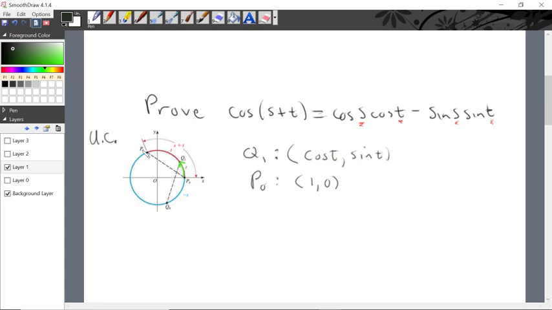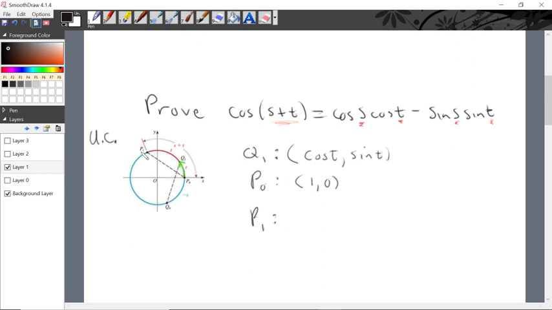Why did we do that? Because we are trying to determine something about the cosine of s plus t. So we need to establish what s plus t is as an arc length. Well, this is s plus t as an arc length right here. And so therefore the coordinates of P1, which here is shown to be in quadrant 2, though it doesn't have to be quadrant 2, this is just an example, it could be in any quadrant, but it is found from the sum of the distances s and t.